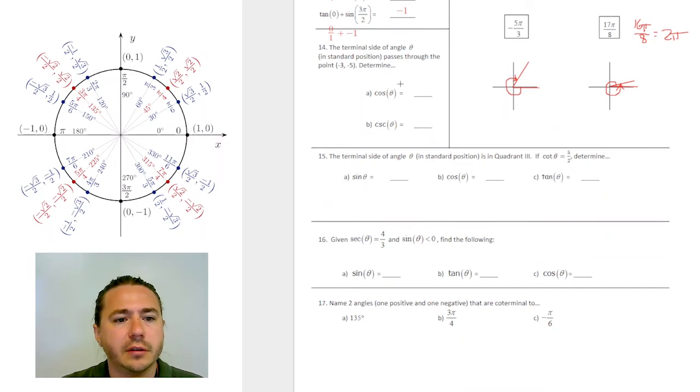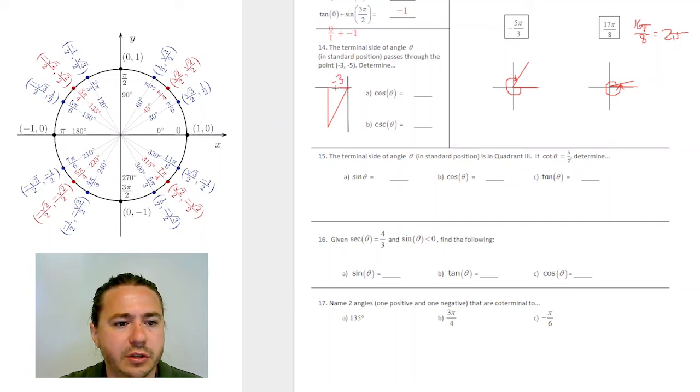Number 14, the terminal side of angle theta passes through the point -3, -5. So that -3, -5 business means that we're in quadrant 3. -3, -5 will be somewhere down here. We don't need to know exactly, but the triangle we're going to draw is going to look something like this. Okay, so -3.